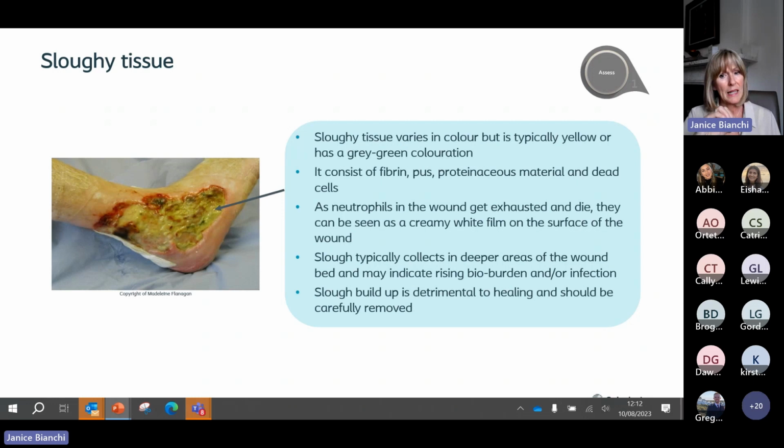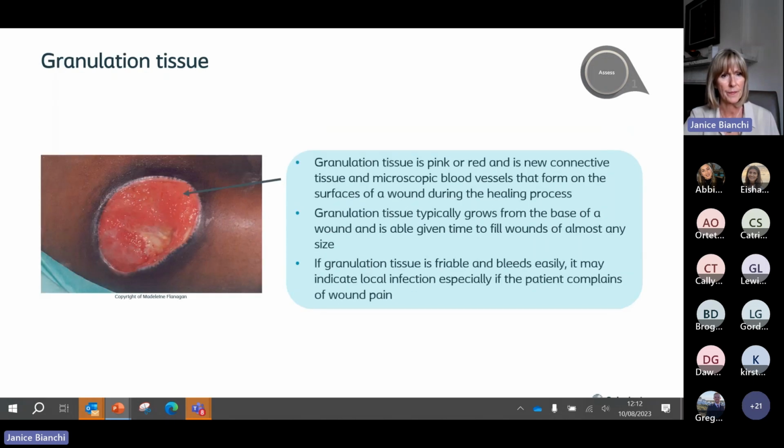Sloppy tissue tends to collect in deeper areas of the wound, and it can increase the bacterial burden in the wound, and it can lead to more infection. So sloppy tissue is detrimental to healing, and we should be carefully removing it from the wound.